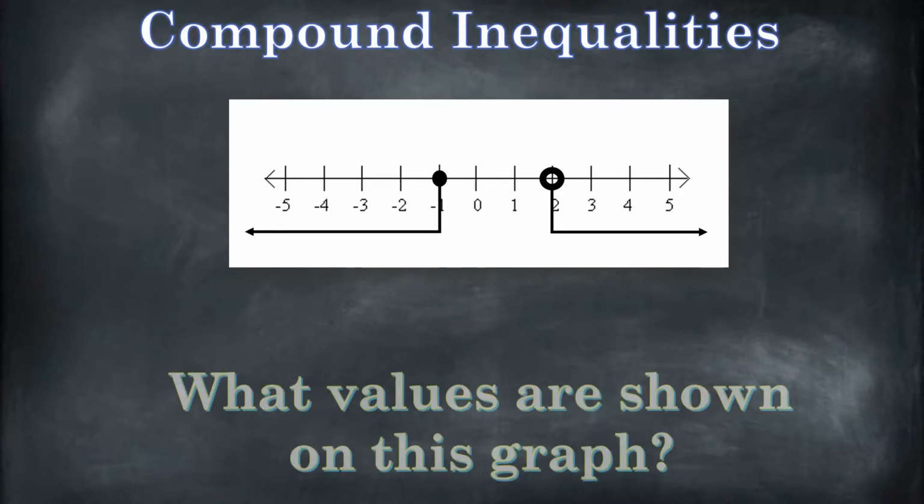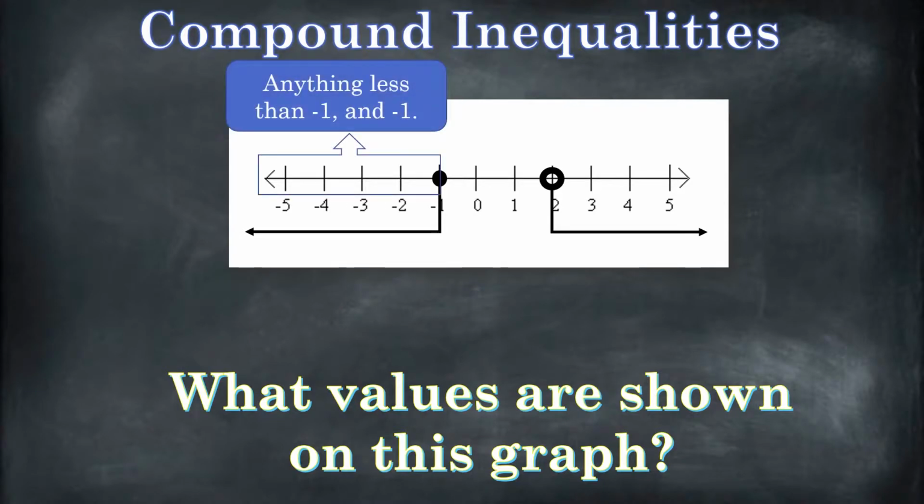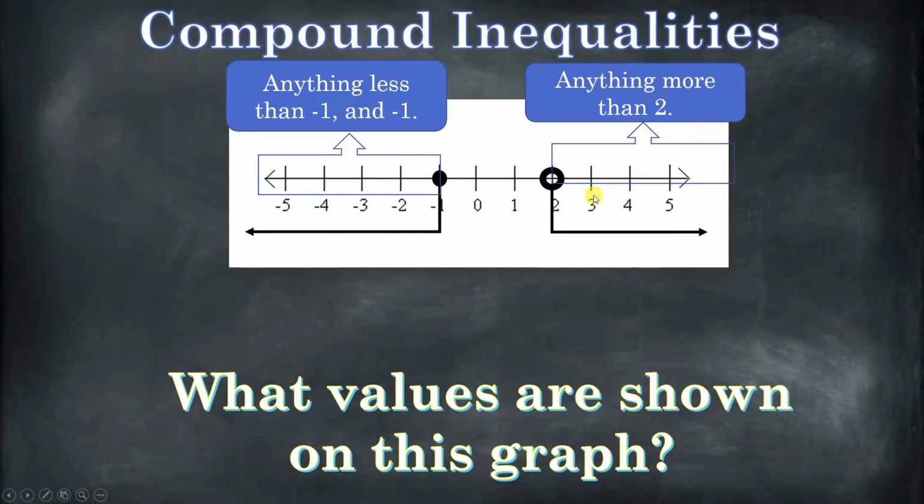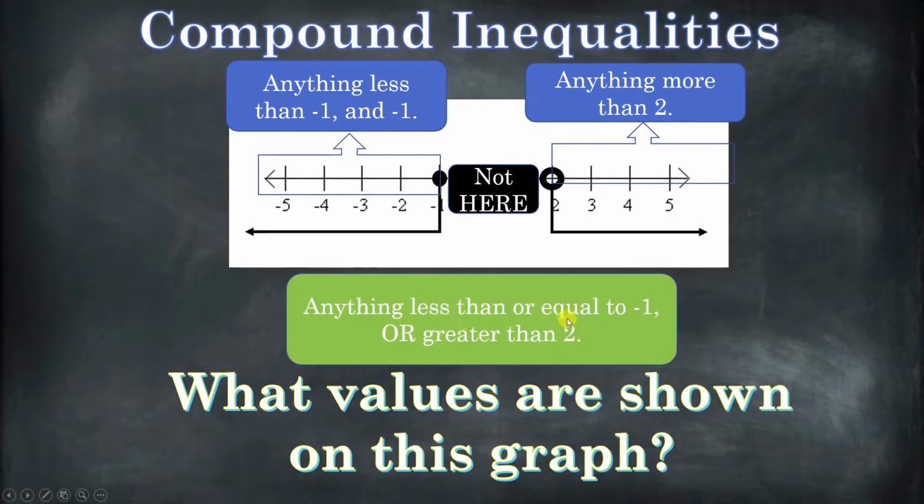But I have a question for you. What are the values on this graph? Do you see that there is anything less than -1, but also including -1? And what about over here? Do you remember what the open circle is talking about? That's right, it's talking about anything more than 2, but 2 is not included. So no number in between is included either. So what we really have is anything that's less than or equal to -1 and anything that's greater than 2. So we can actually put those together in a statement that's called an OR statement.